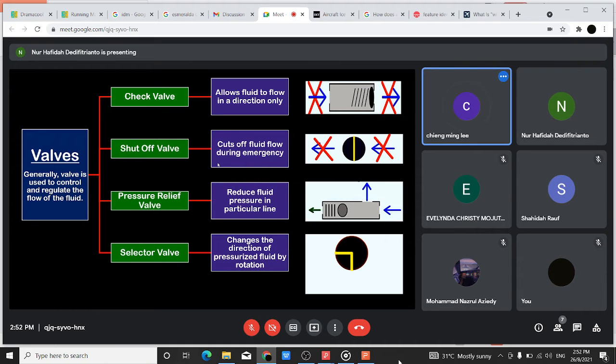They will function automatically as long as the pressure overcomes the spring pressure, like the check valve. If there's no pressure on the other side, the spring will push the stopper to close the valve, to close the line, so no fluid can flow through. Same thing for the pressure relief valve. The spring will close it, unless there is excessive pressure.